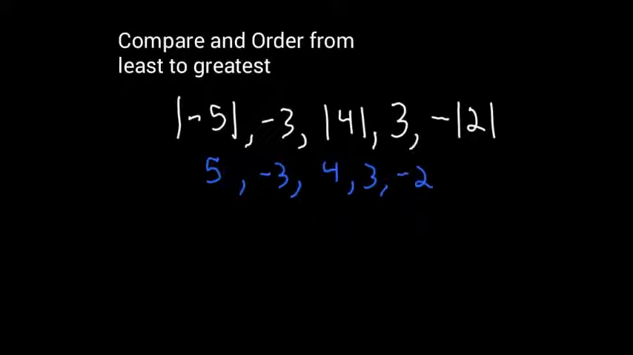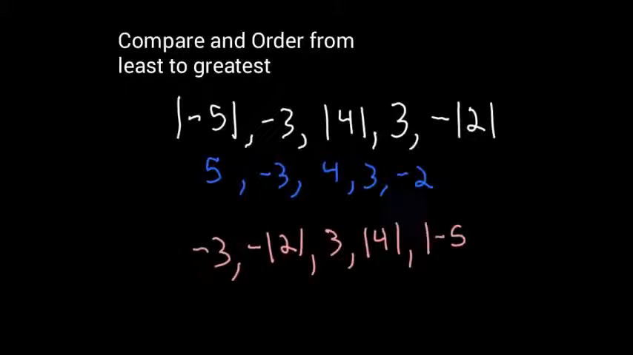So our least value here is our negative 3, so that's going to come first. Second least value would be the negative 2, and you want to write it in the form that it came in, so the negative absolute value of 2. Our next value would be 3, and then the absolute value of 4, and then 5 comes next, so that's the absolute value of negative 5. So that is in order from least to greatest.